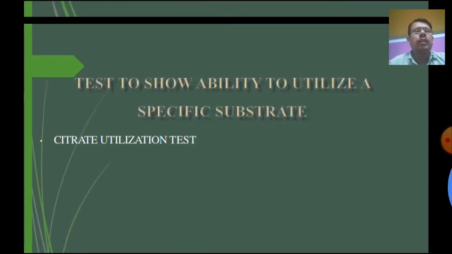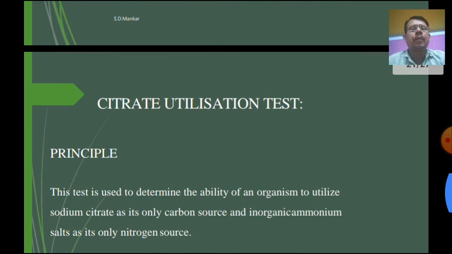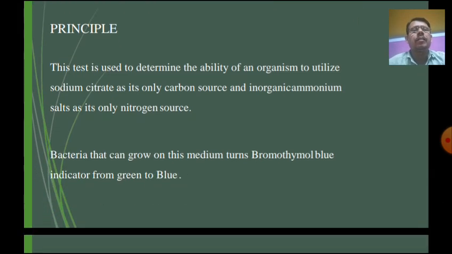These tests show the ability to utilize a specific substrate. Citrate utilization test: this is the basic principle. The test is used to determine the ability of an organism to utilize sodium citrate as its only carbon source and inorganic ammonium salt as its only nitrogen source. Bacteria that can grow on this medium turn the bromothymol blue indicator from green to blue. Bromothymol blue is the chemical indicator used, changing from green to blue.